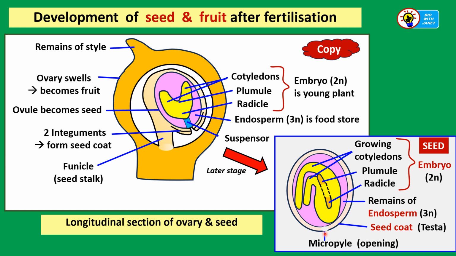Now here is the micropyle, which is the tiny pore to allow oxygen and water to move into the tissues here to the embryo for germination of the seed. And then this outer layer here is called the testa. It forms a seed coat that protects the growing embryo.